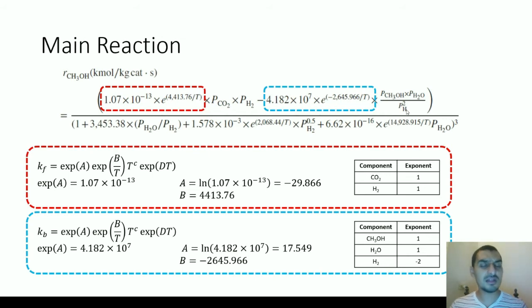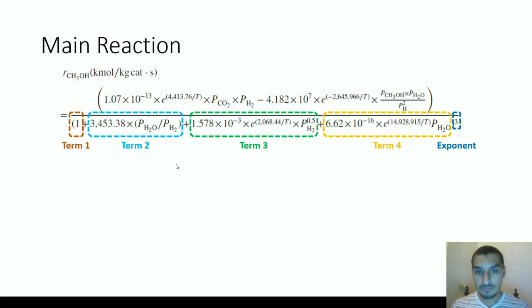So this is not difficult to define. As long as you understand this equation, it's going to be a piece of cake. However, for the adsorption term, it is not that easy. For the adsorption term, it has to be defined separately. Each part has to be defined separately.